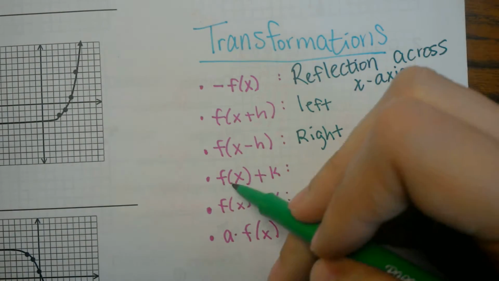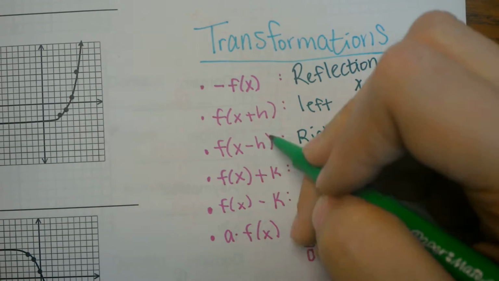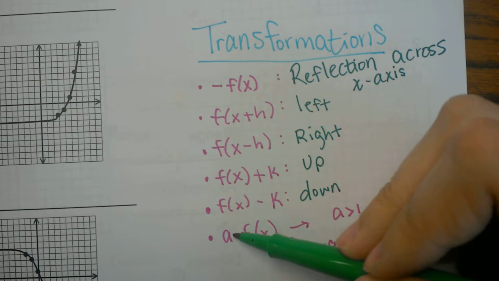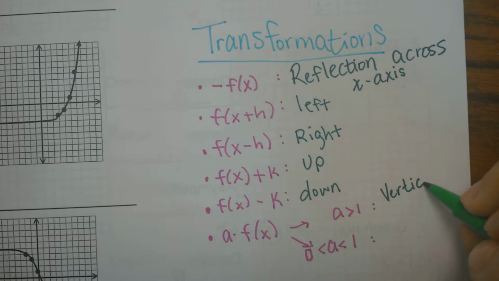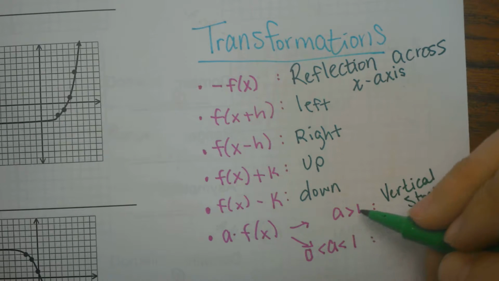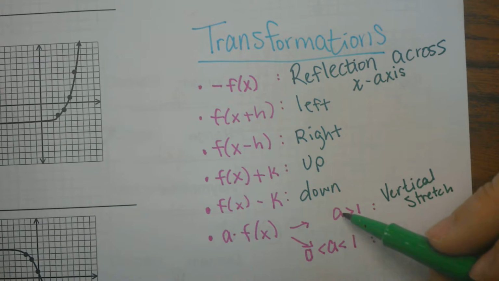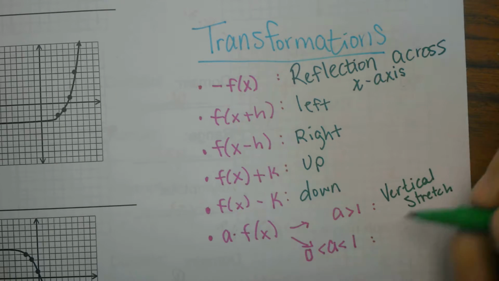And then if I'm adding on the outside away from x, that's dealing with my y values. So if I add, that's going up. If I subtract, it's going down. Then when I multiply my function by a number that's bigger than 1, that is a vertical stretch. That's saying the change in my y value is increasing by some factor, a. And then if my a is between 0 and 1, that is a vertical compression.